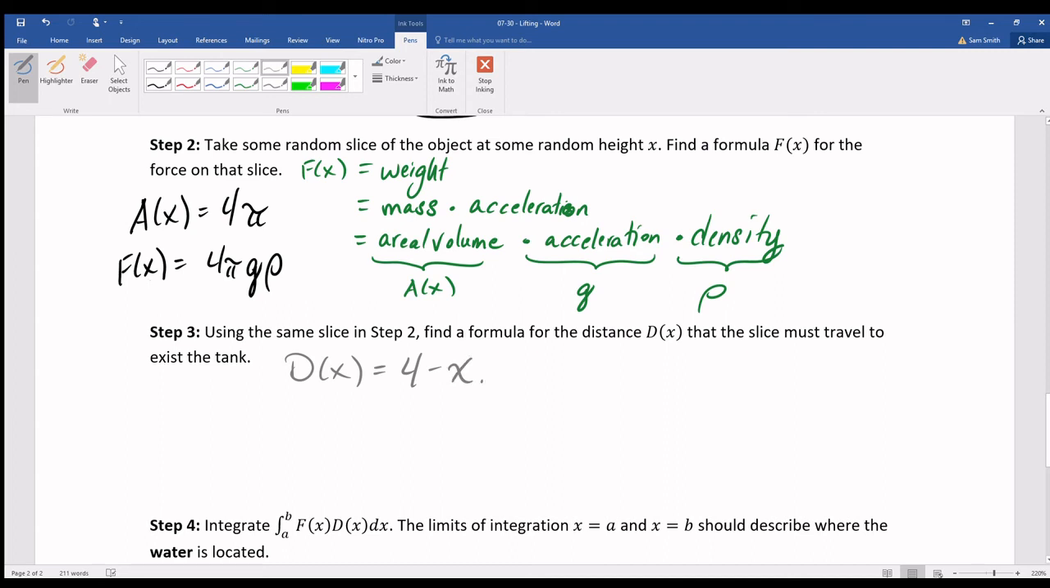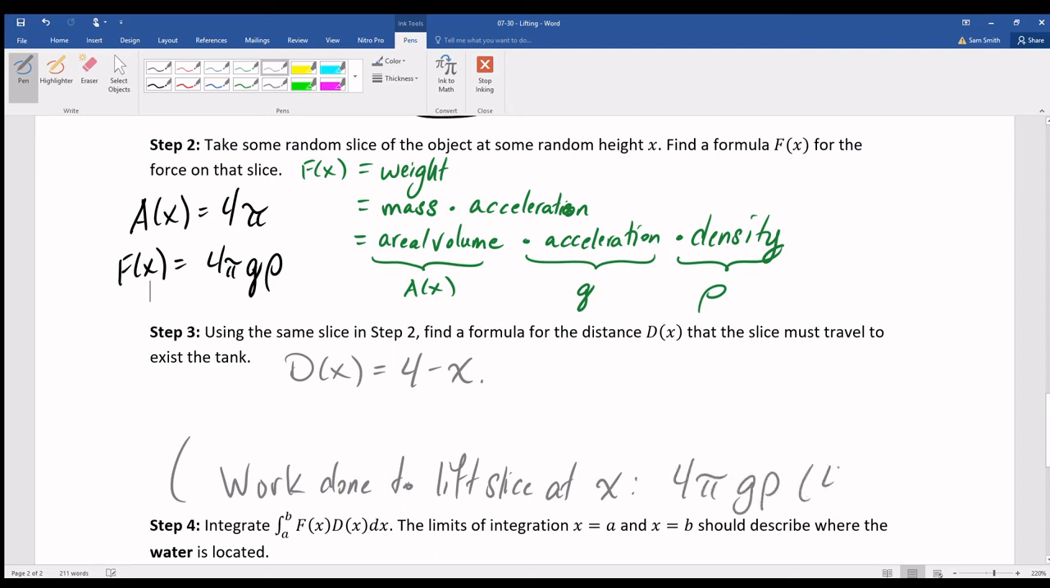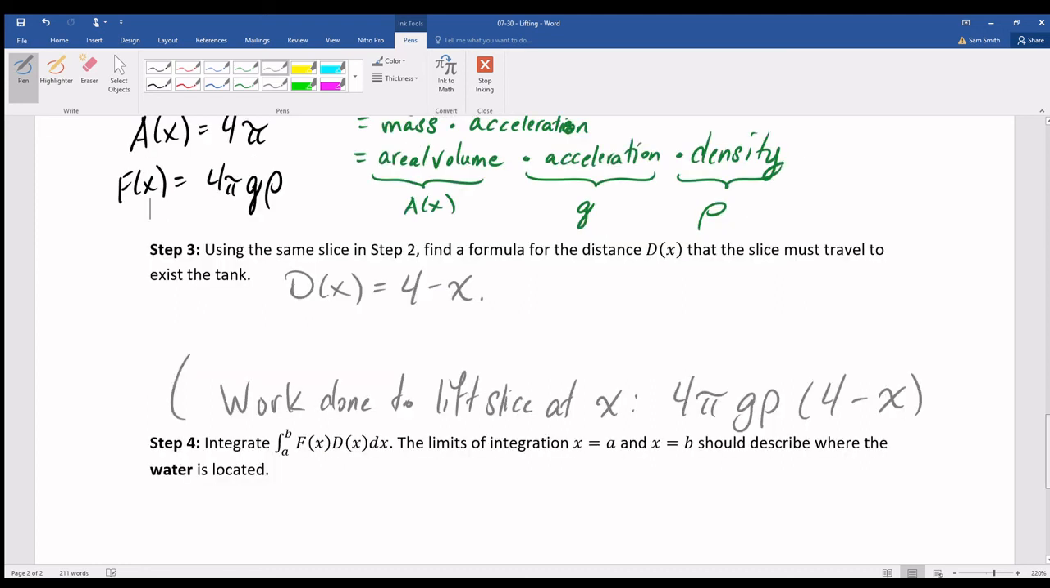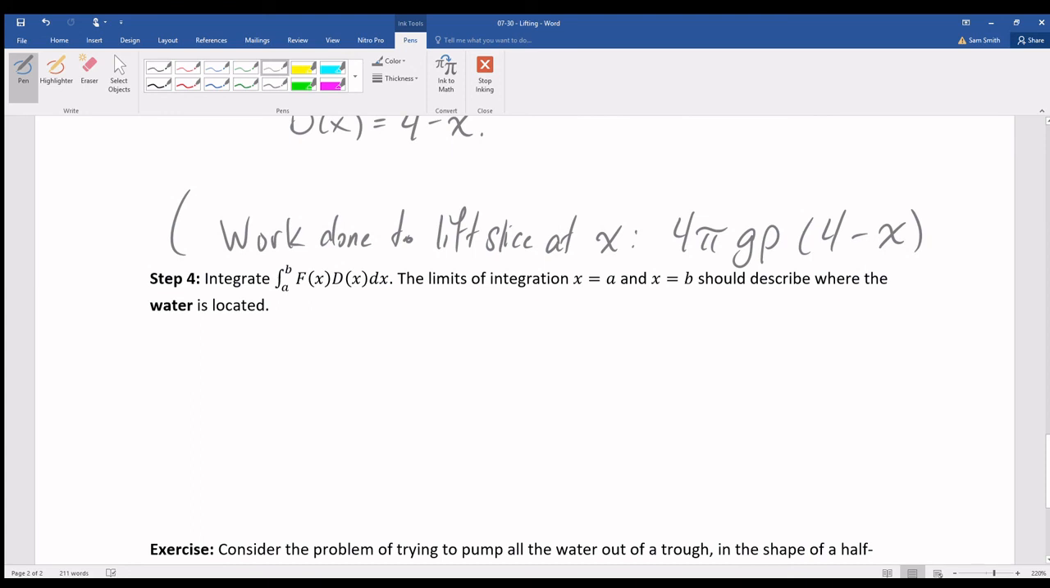Now, the work done to lift the slice at position x is equal to the product of the force and the distance traveled. So that would be 4 pi g rho, the force, times the distance traveled, 4 take away x. To find the total work done, we're going to use integration. We are going to take the sum total of the work done to lift all of these slices.